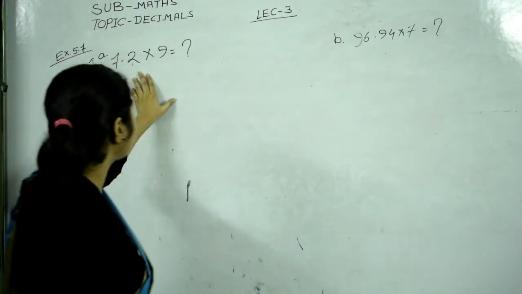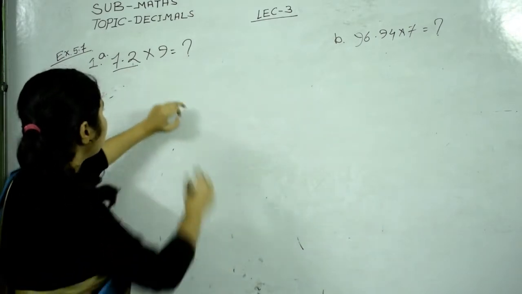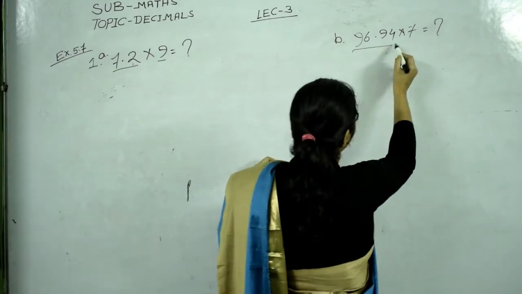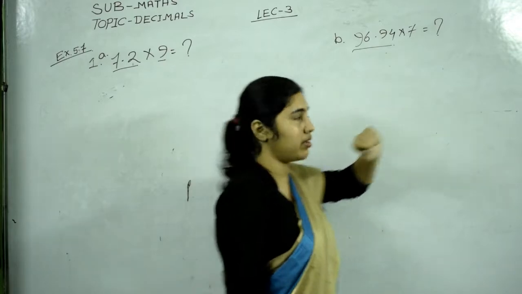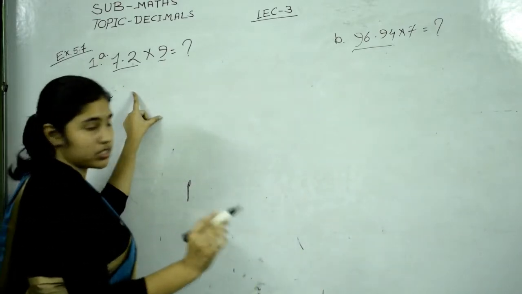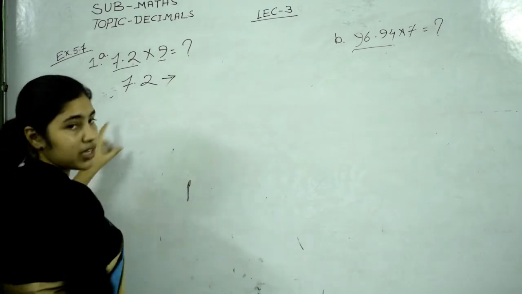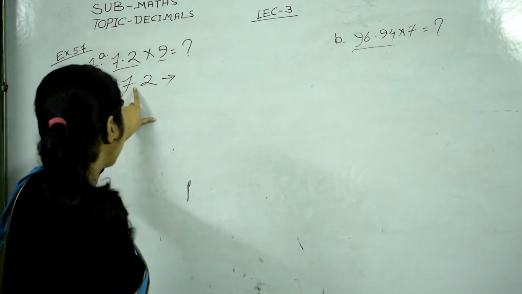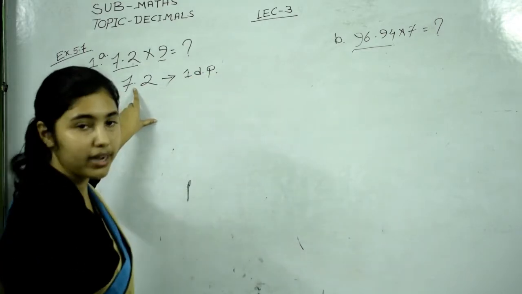Now here we have to multiply one decimal number with a whole number. Here also we have to multiply 9.2 with a whole number 7. So apply the same process. First, count the number of decimal places. In this number it has only 1 decimal place, right?